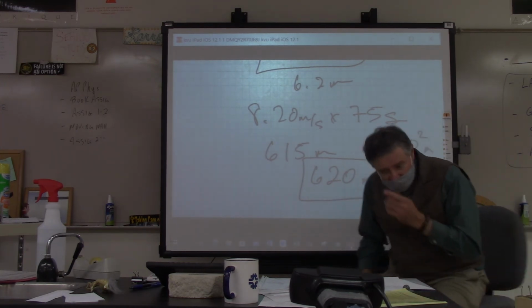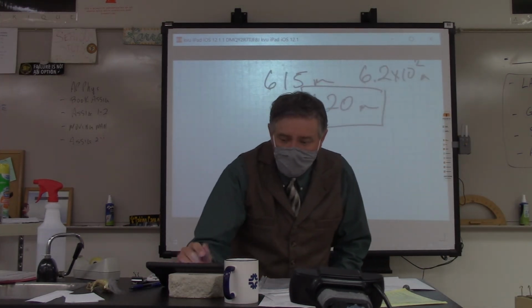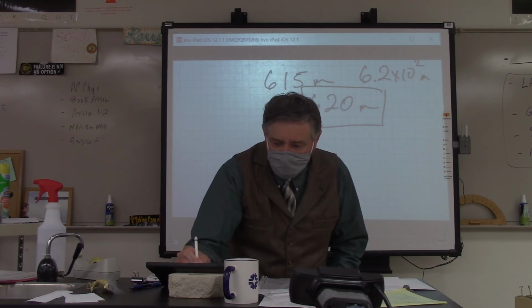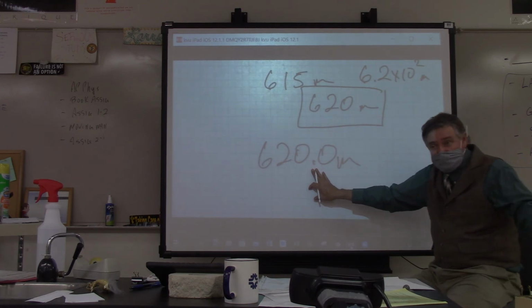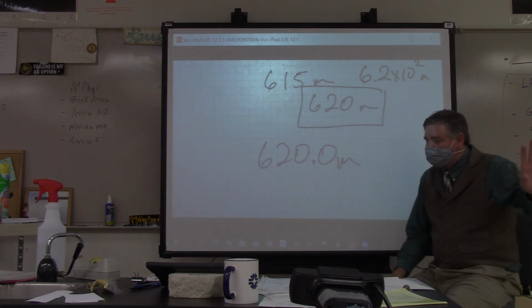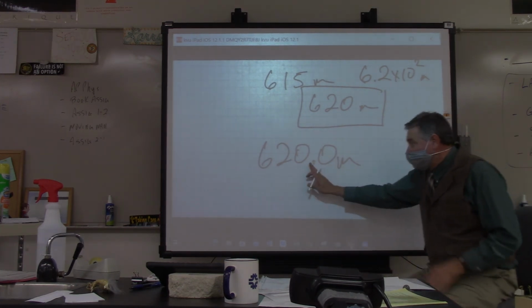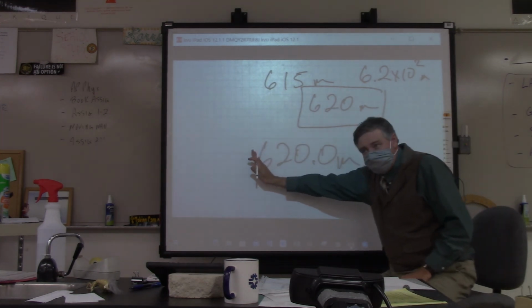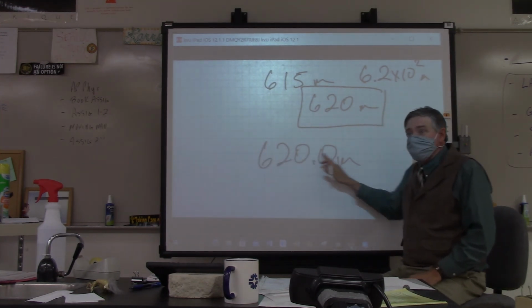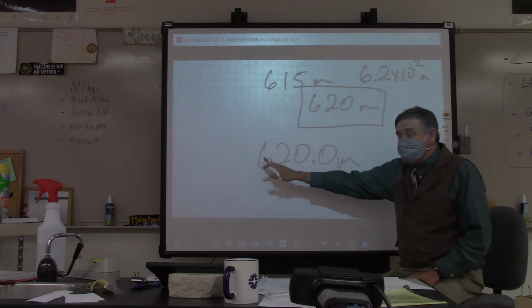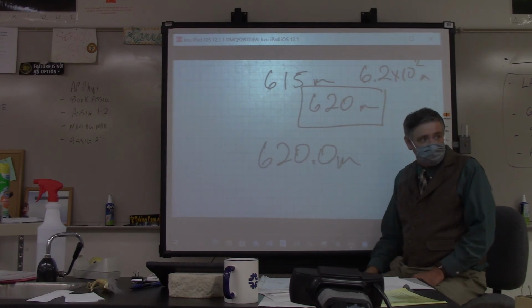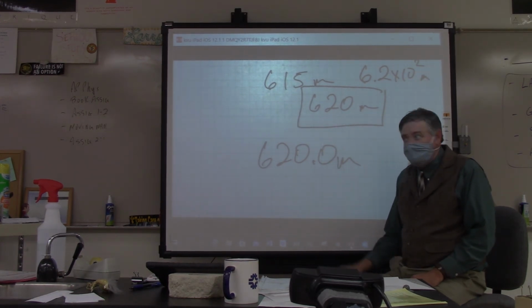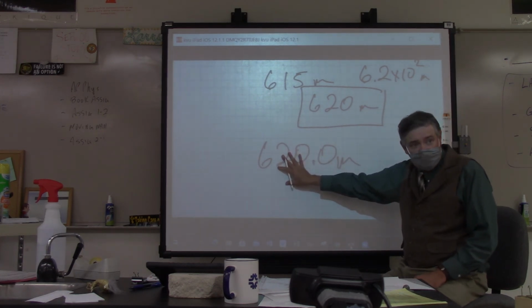Now, what if I did this though? What if I wrote it as 620.0 meters? Now, if I put a decimal place here, now how many significant digits do I have? If there's a decimal place, you find the first non-zero digit and you count everything to the right. So this is going to have 1, 2, 3, 4 significant digits. Okay? I can't do this because this is going to have too many.